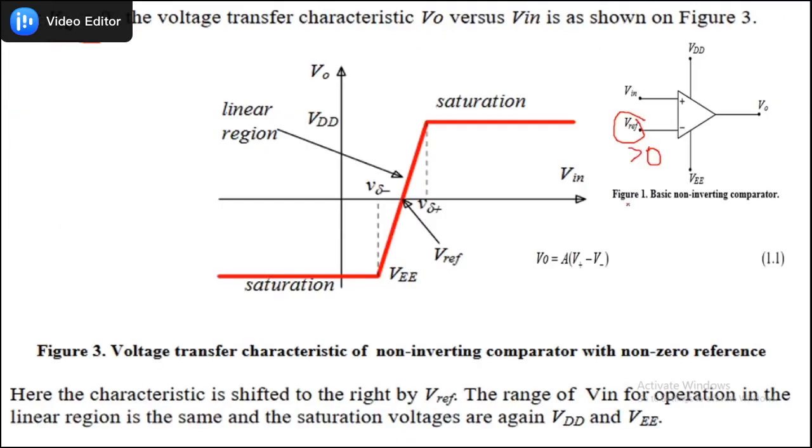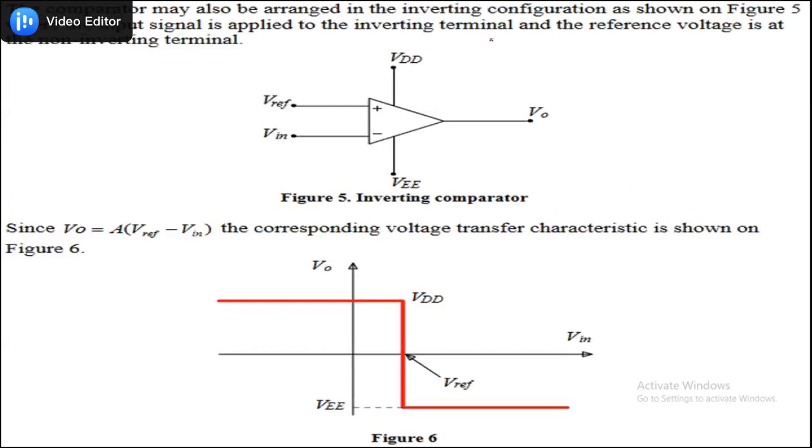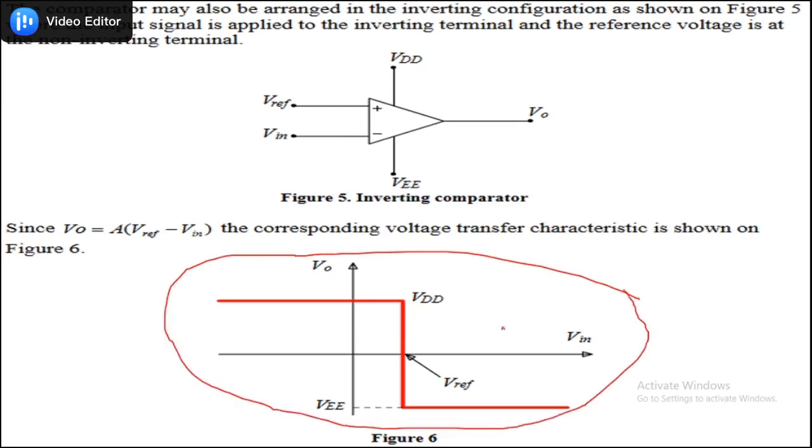So please observe here in this figure 1, this Vin is applied on the non-inverting terminal. We can consider the opposite case of it also. So if we apply Vref on the non-inverting terminal and input at the inverting terminal, then the transfer characteristics will change like this. So how will it change? When your Vref is less than Vin.